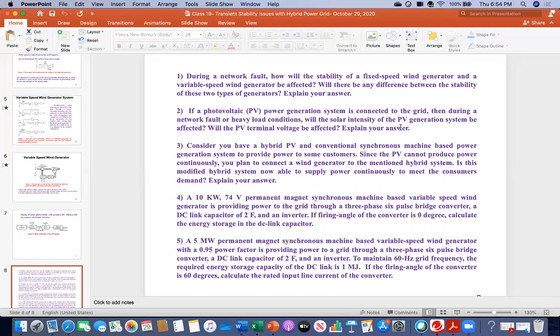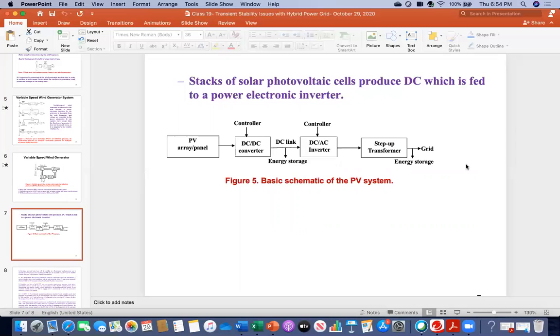Will the solar intensity of the PV generation system be affected? Will the PV terminal voltage be affected? So what do you think? Lakshmi. If there is a fault here, will it affect this terminal or the solar intensity?